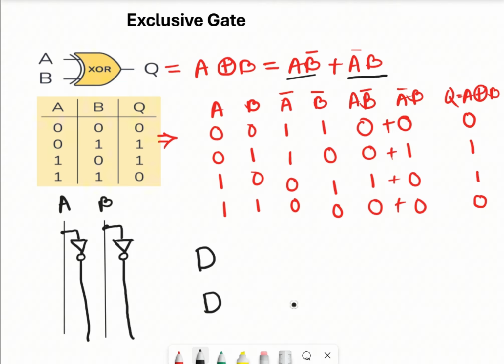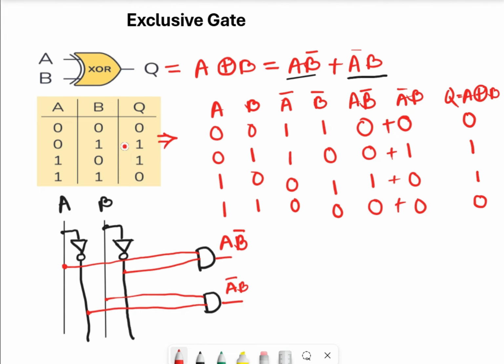So an AND gate means multiplication. One is directly from A. Let's change the color to emphasize the connection. So this is A and this is B. So from this AND gate, the output is A B bar. Same as this, this will be B, and from A bar. So here we'll find A bar B.